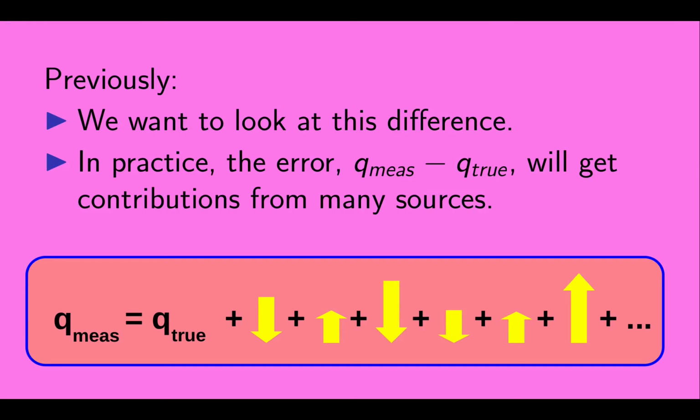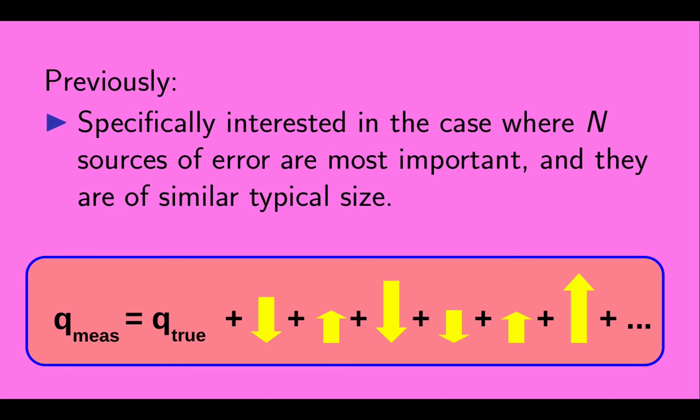In practice, the error, Q measured minus Q true, will get contributions from many sources. Here, we've written Q measured as Q true plus the effects of each error source for a given measurement. Each error source is represented by a yellow arrow. We said before that we're specifically interested in the case where there are n sources of error that are the most important, meaning that they are typically larger than the others, and these n sources are all of similar typical size.